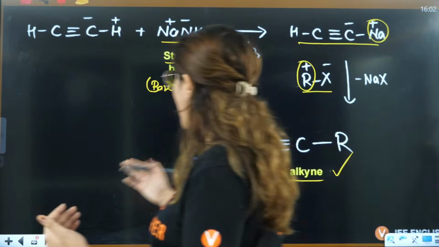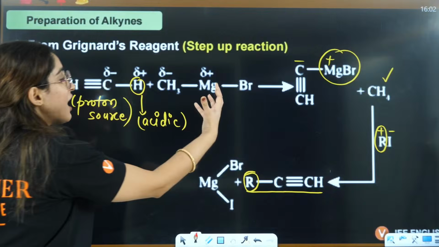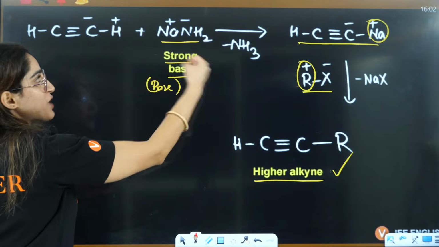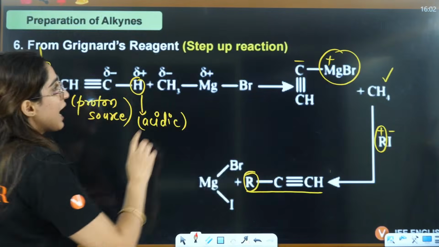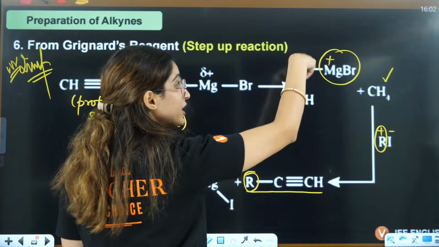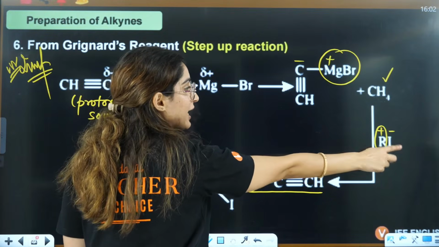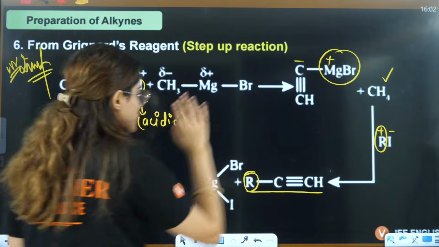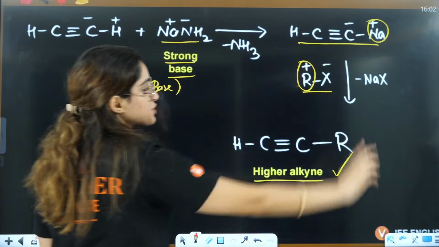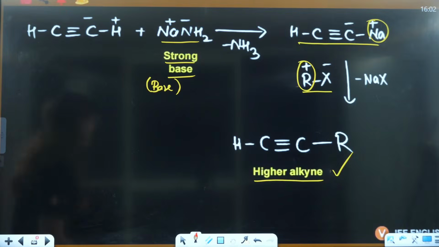Right, from Grignard reagent we have seen, because Grignard reagent also wants to abstract proton. This also wants to abstract the proton. Once you have too much polar bond here, then reacted with alkyl halide, this will be replaced by alkyl part. Similarly, here we reacted it with alkyl halide, this part is replaced by alkyl part, right?